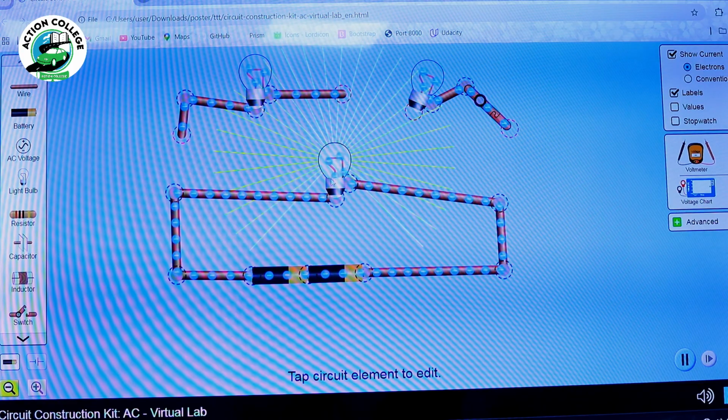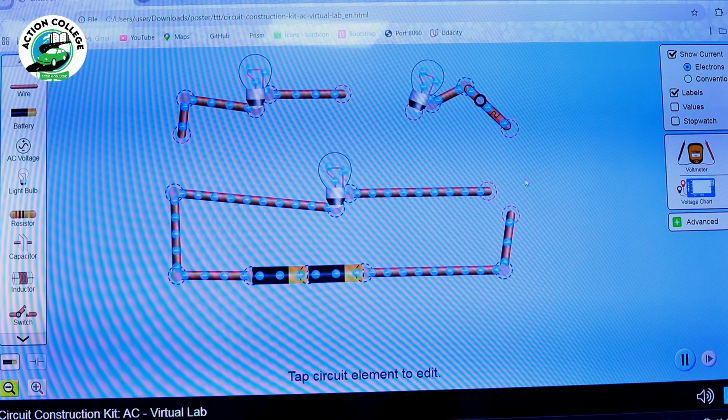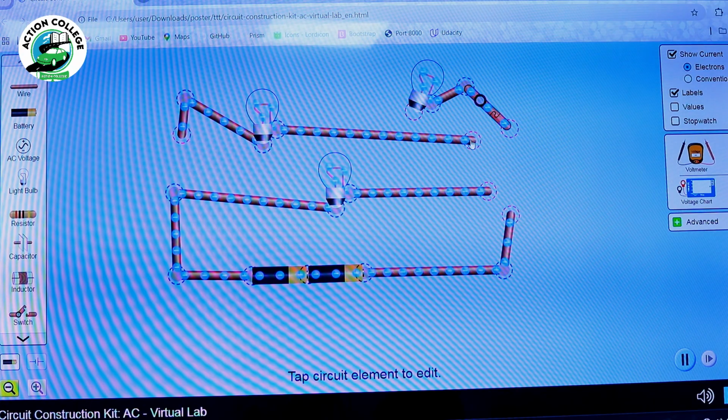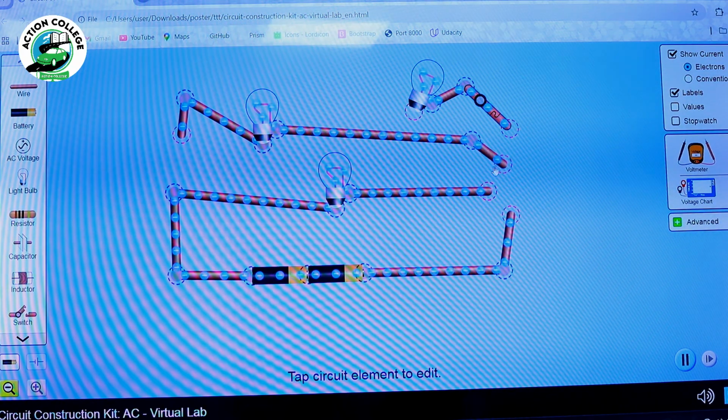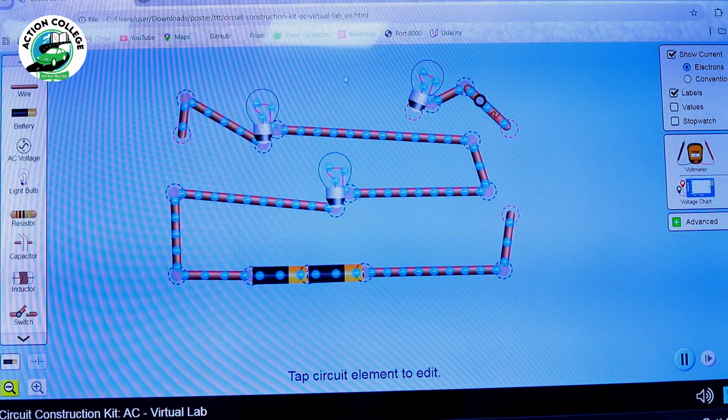Okay, you see this one is producing light because it is connected. It is already connected. So let's break this one. So we're going to connect that in parallel. I have to bring another wire here, right? So I have to bring another one here.